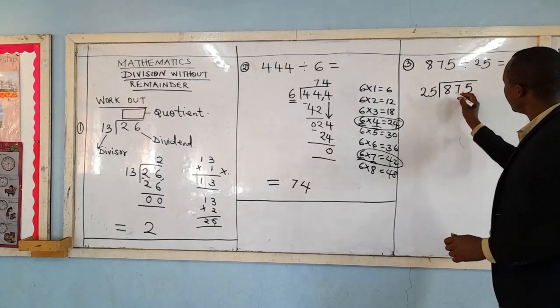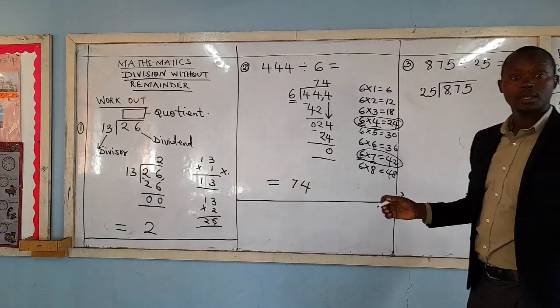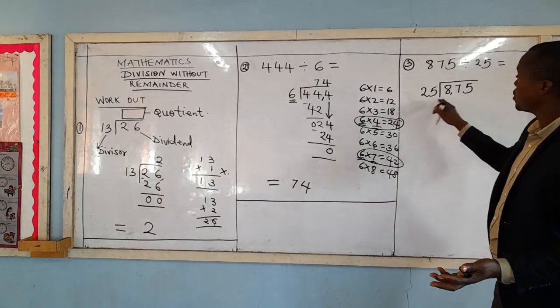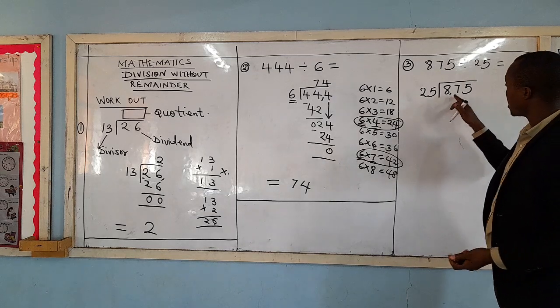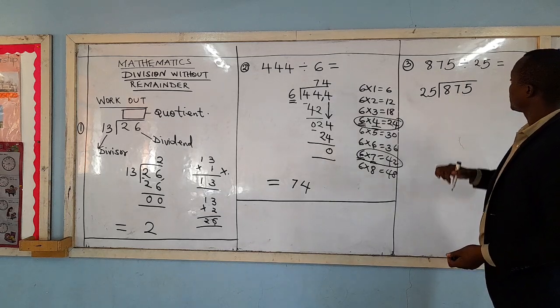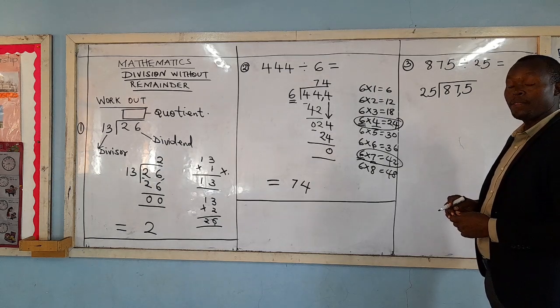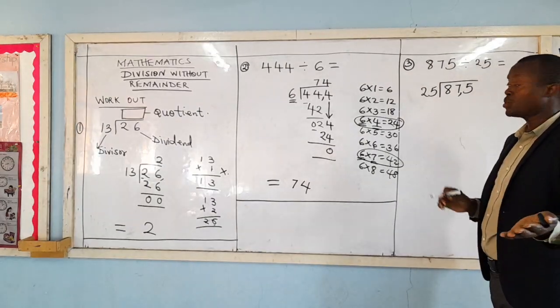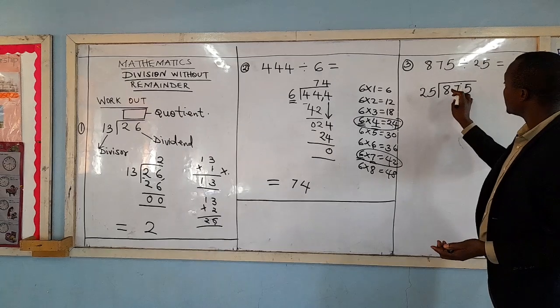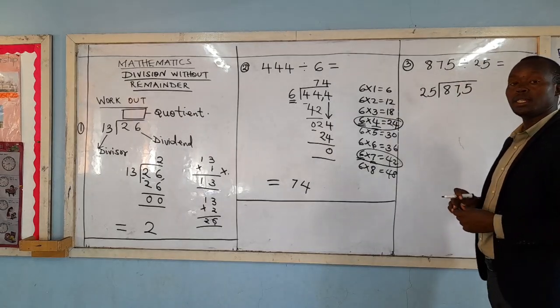Try to consider 8. Is it possible? Can this 25 go to 8? The answer is no. It cannot. So we'll consider 87. Then find out how many times will 25 go to 87.